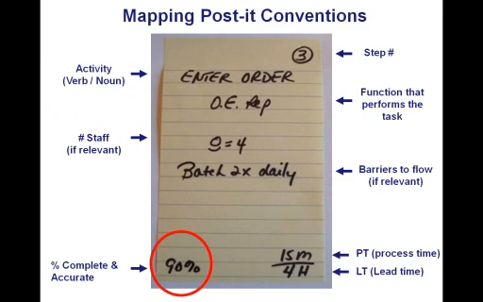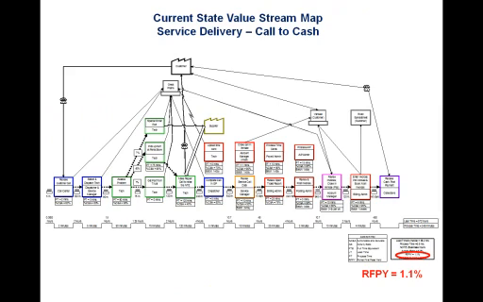In either case, whichever mapping you're using, the post-it convention that I use with the paper and post-it kind of mapping would be that the percent complete and accurate goes in the bottom left-hand corner of the person or department responsible for the output. So that 90% means that when they enter the order entry reps get it right 90% of the time. 10% of the time they pass an error downstream. Now, this is difficult to see, and I don't really expect you to see all the details. That's not the point of this.